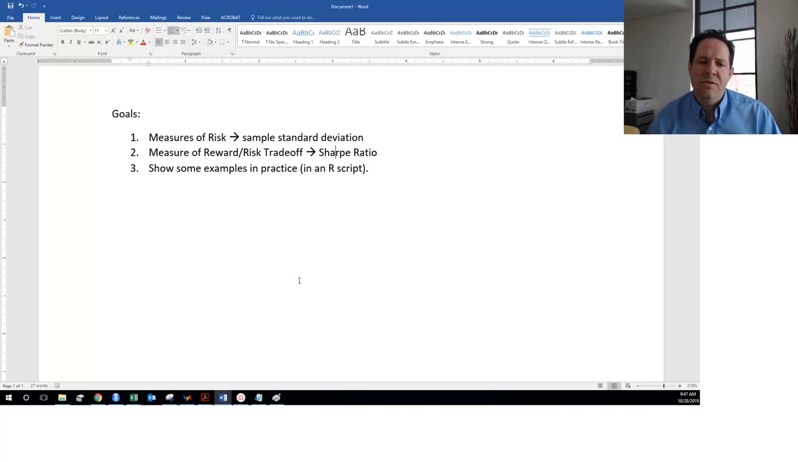We then used this to discuss how you would form reward to risk trade-offs. I showed a little bit of the graphical aspect of that. Talked about a Sharpe ratio, and then showed some examples in practice in the context of the SPY ETF, which is the classic S&P 500 exchange traded fund. Hopefully this showed you a little bit about R, but then also a little bit about how these measures of risk in an investments context matter.